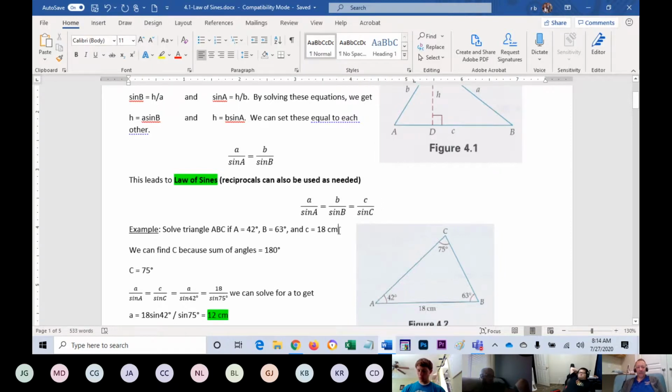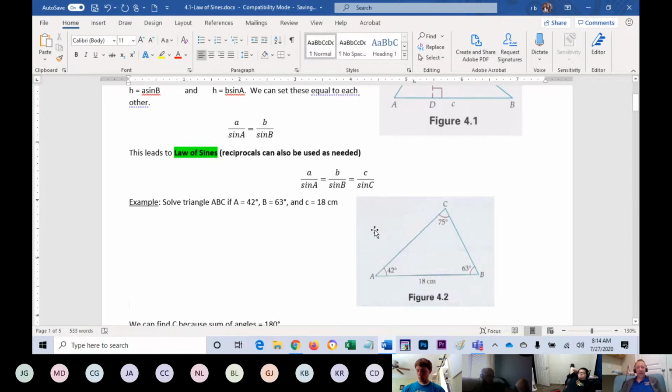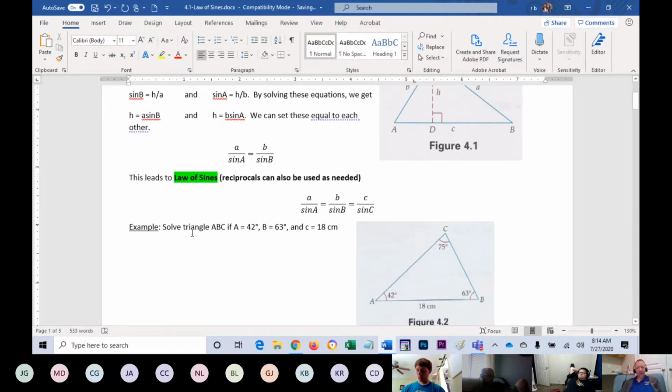So let's do an example here. I want to solve triangle ABC if angle A is 42 degrees, angle B is 63 degrees, and side c is 18 centimeters. Notice we're using capital letters for the angles and small letters for the sides.